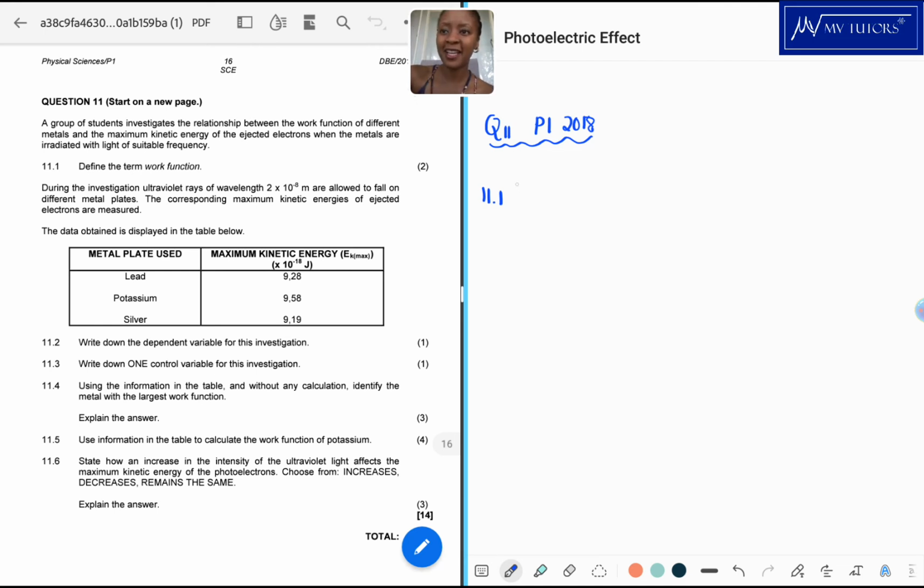Okay, we've been saying this a lot, but work function, basically that is the minimum energy required to emit an electron from the metal surface.